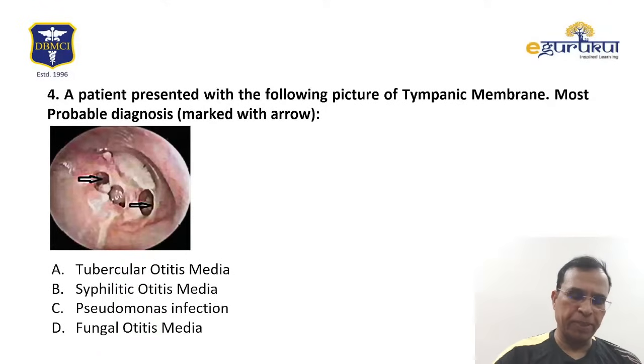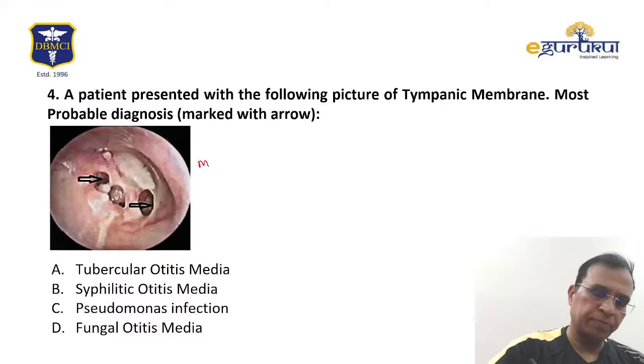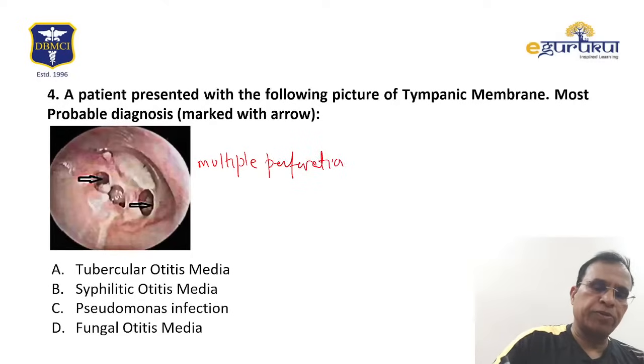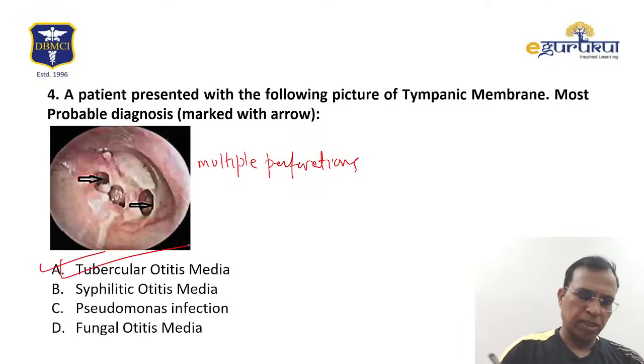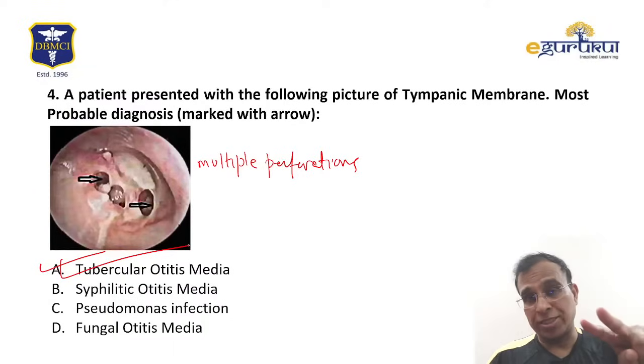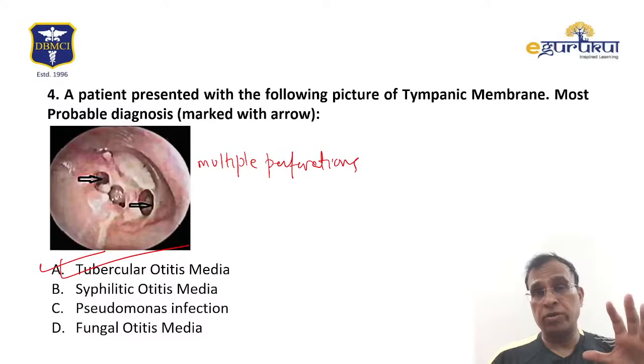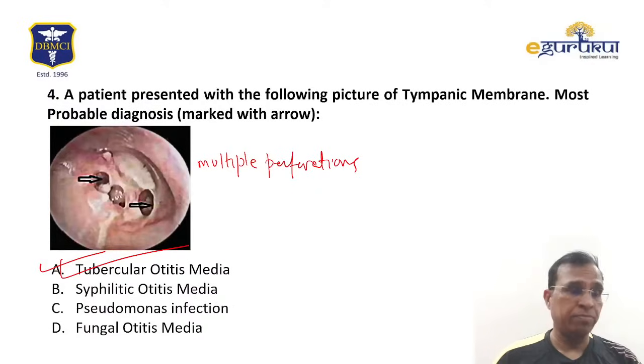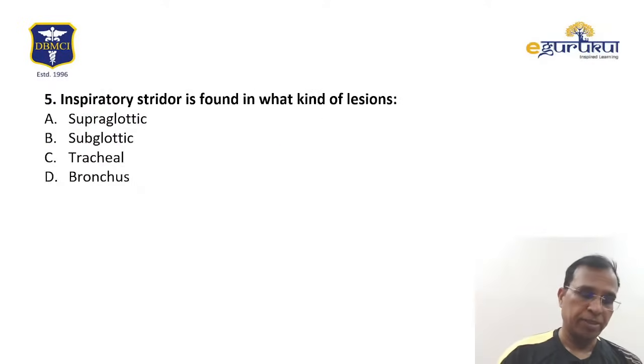So yes, there are multiple perforations. And we all know multiple perforations are seen in tuberculosis. So again, tuberculosis, there are two questions in 3-4 years. So it's very, very important, otitis media, tuberculosis. Multiple times the question has been asked, isn't it?